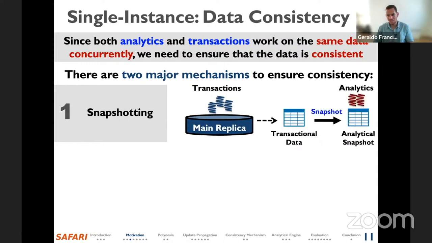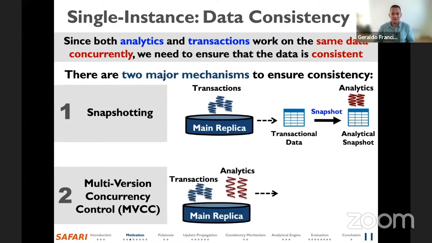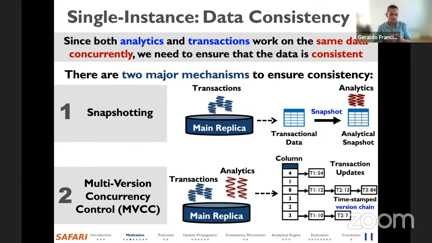to the analytical replica. Snapshotting happens every time a transactional workload updates a row or a tuple in a column in the main replica. The second consistency mechanism is called multi-version concurrency control, or MVCC. In MVCC, instead of replacing the old data in a tuple when updates happen, as in the snapshotting approach, the system creates a new time-stamped version of the data that is chained together with the old version of the data, forming a pointer-based version chain.